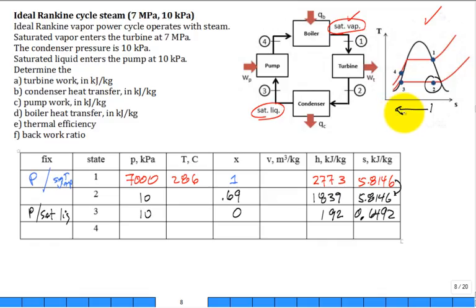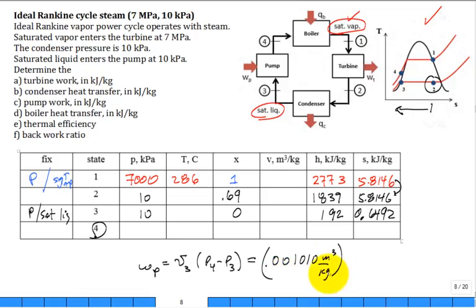Okay. And then what about state 4? Well, for state 4, what I would do is calculate the specific work of the pump. That's the specific volume of state 3 times the pressure 4 minus the pressure 3. The specific volume of the liquid at state 3 is around 0.001010 meter cubed per kilogram, and the pressure is 7,000 minus the pressure 310, all in kilopascal.